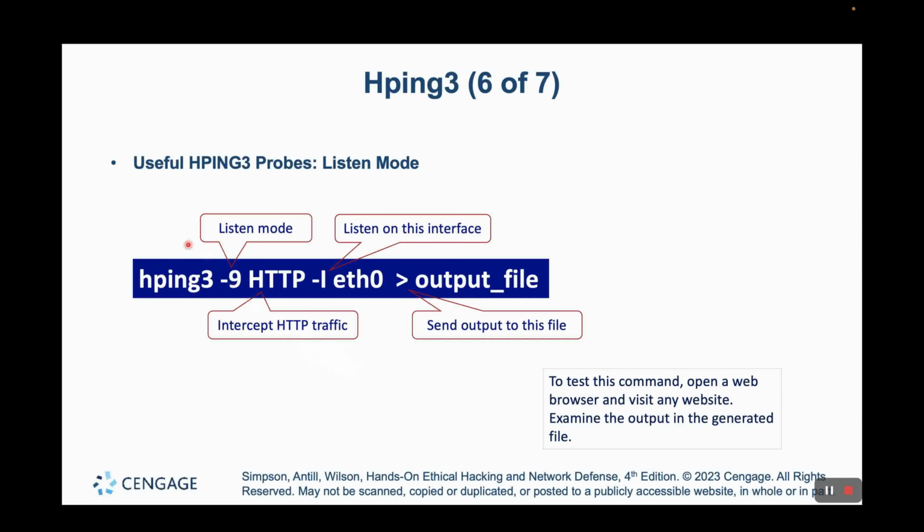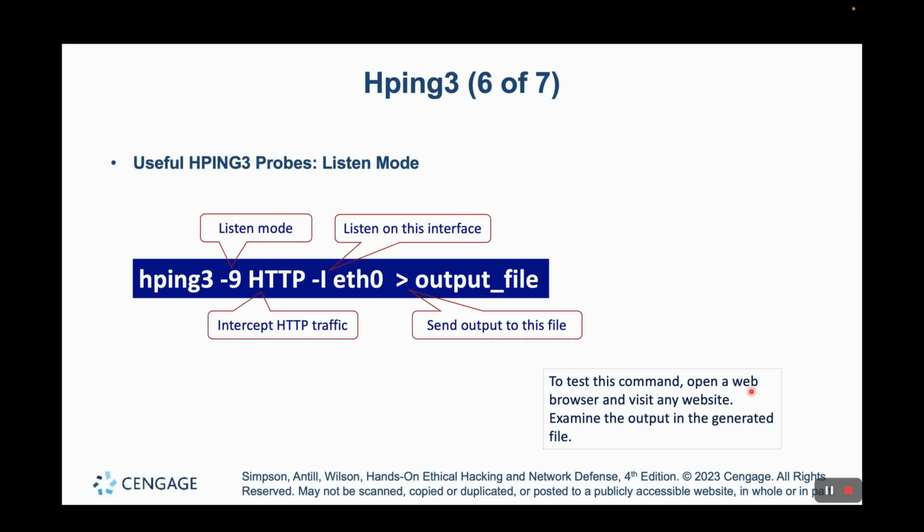Now, there's also a useful hping3 probe: listen mode. -9 is listen mode. Here, if you want to intercept HTTP traffic and you want it to listen on this interface, like either 0 or 1 or 2, whatever, and the result of this you want saved in an output file. I mean, if you want to test it, you could test this command.